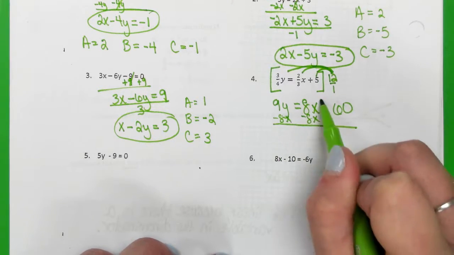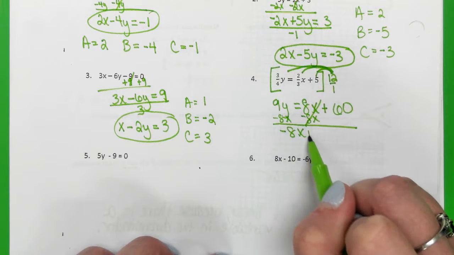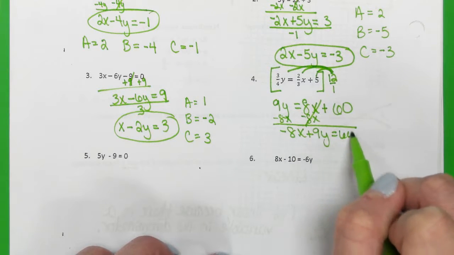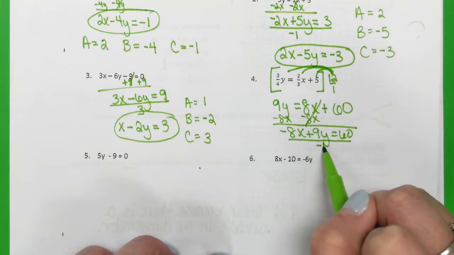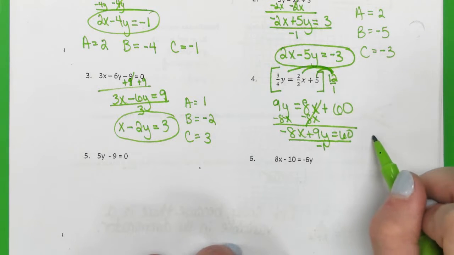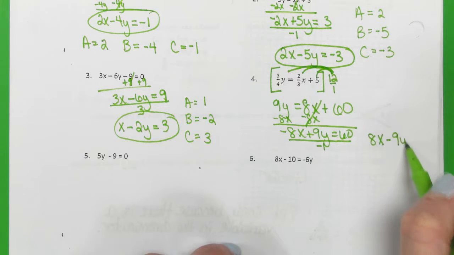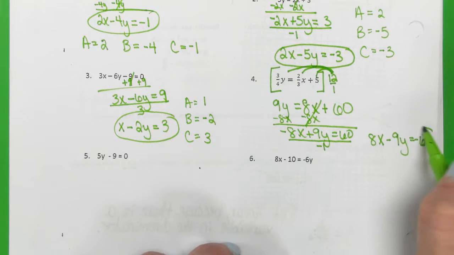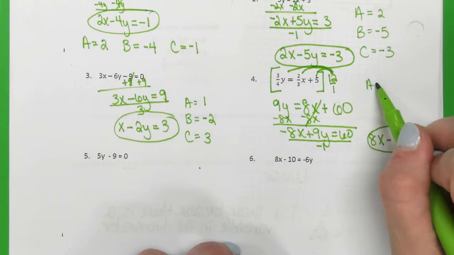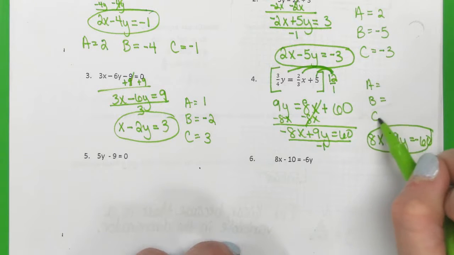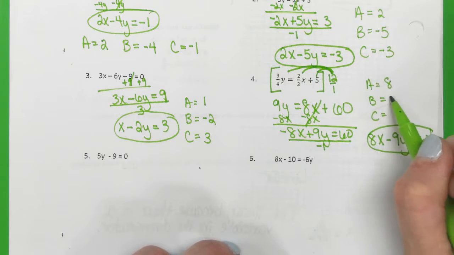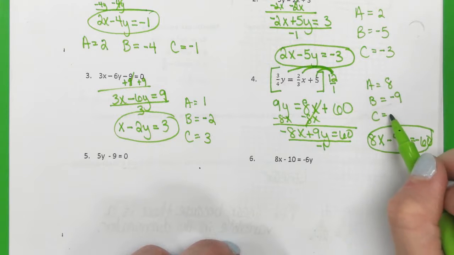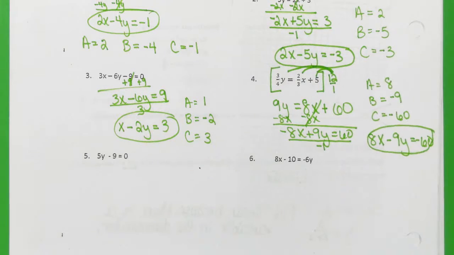The x has got to come first. And then Danielle told us to divide by negative 1 or multiply by negative 1. It's going to be the same answer. 8x minus 9y equals negative 60. Beautiful. All right, what's my A, B, and C? Perfect.